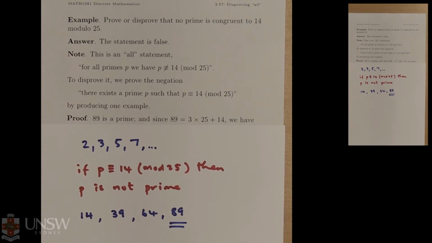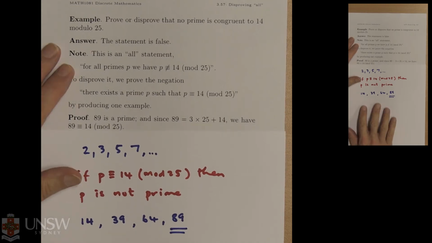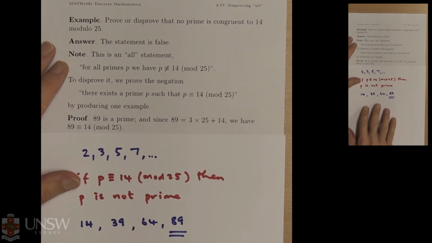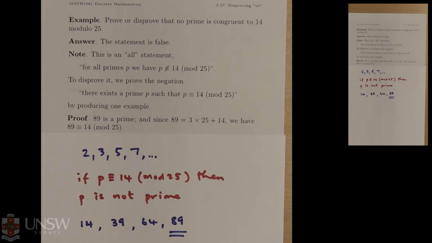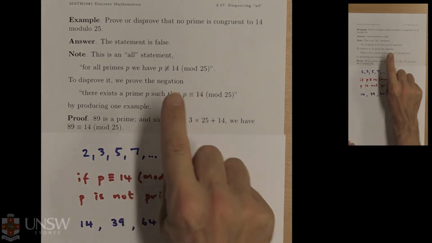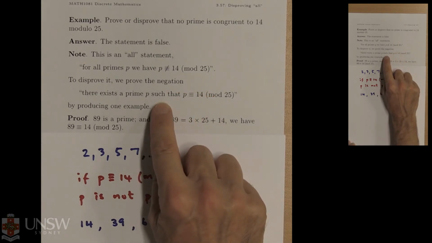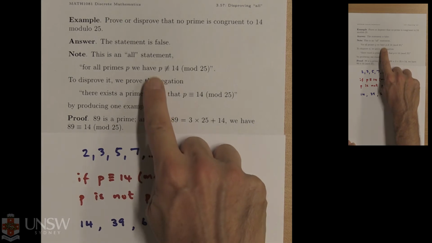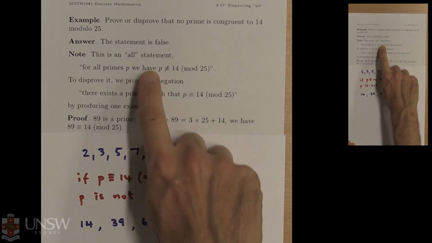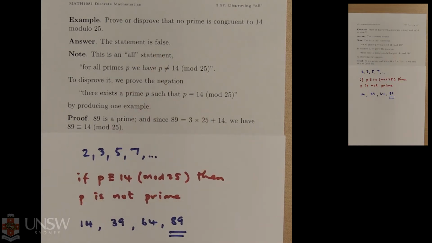89 is a prime, and since 89 is 3 by 25 plus 14, we have 89 is congruent to 14 mod 25. In other words, we've given an example, p equals 89, which is prime, and p is congruent to 14 mod 25. We've therefore proved this existence statement is true. We've proved, therefore, this for all statement is false. And that's our answer. The statement is false.